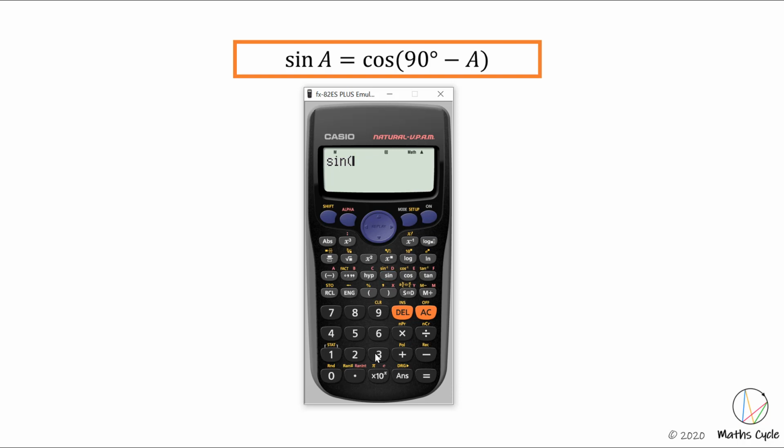What is the sine of 30? Oh, it's a half. Remember we saw that. So the same should be then for what's 90 take away 30, which is 60. So the cosine of 60 should be the same. And it is. And lastly, we'll do one more.